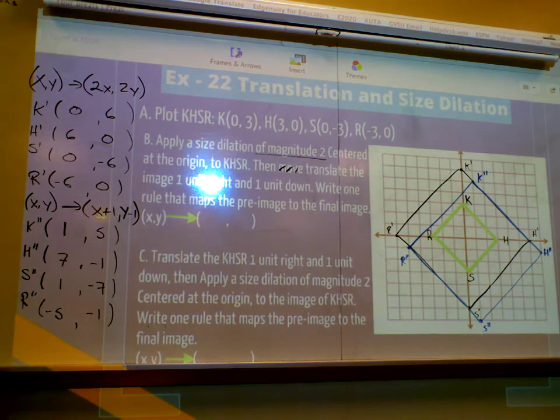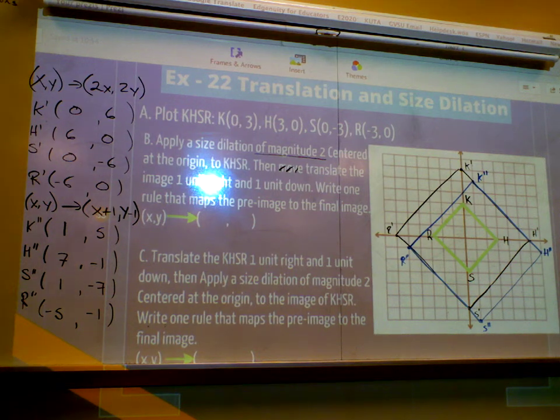One unit to the right and 1 unit down. Does that make sense? Yeah. Now, we're looking for what's called the composite transformation.